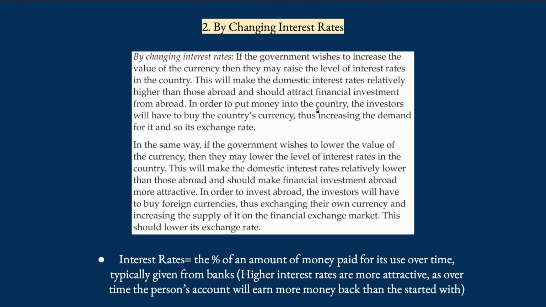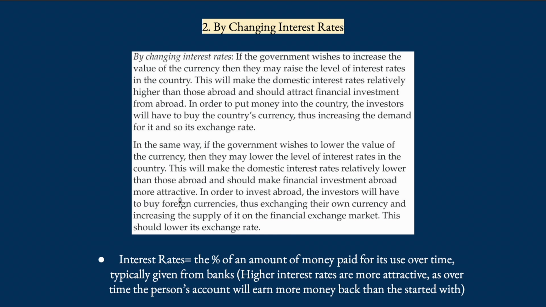In order to put more money into the country, the investors will have to buy the country's currency, thus increasing the demand for the domestic currency, and so its exchange rate will increase. In the same way, if the government wishes to lower the value of their currency, then they may lower the level of interest rates in the country. This will make the domestic interest rates relatively lower than those abroad and should make financial investments abroad more attractive. In order to invest abroad, the investors will have to buy foreign currencies, thus exchanging their own currency and increasing the supply of it on the financial exchange market. This should lower its exchange rate.